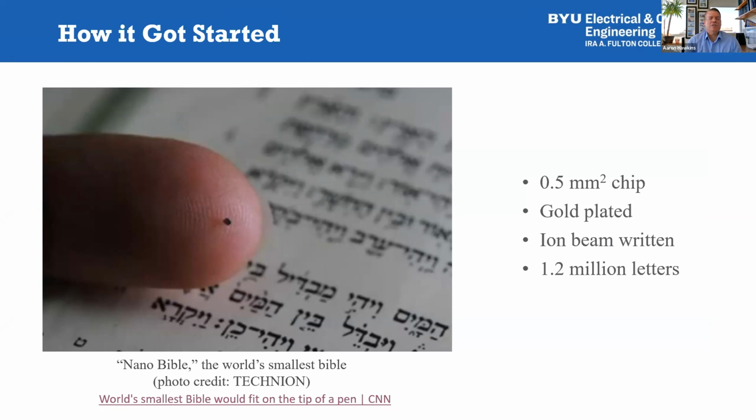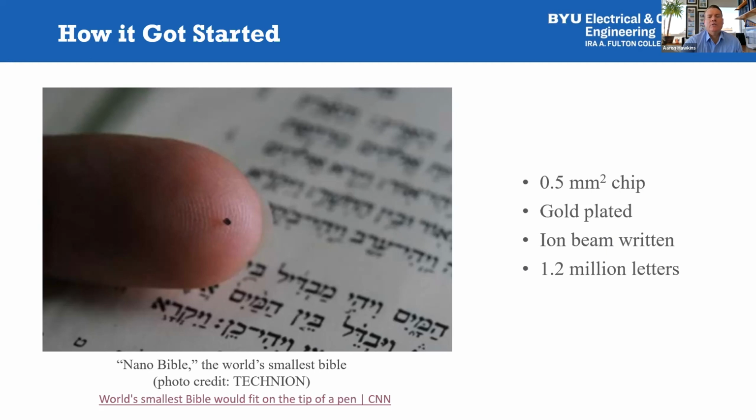mentioned that he had seen something about the world's smallest Bible, and it was so small that it fit on a grain of rice. And then we got to talking about, oh, well, why couldn't we do that with the Book of Mormon? And thought it was a pretty good idea. And then things kind of snowballed from there.